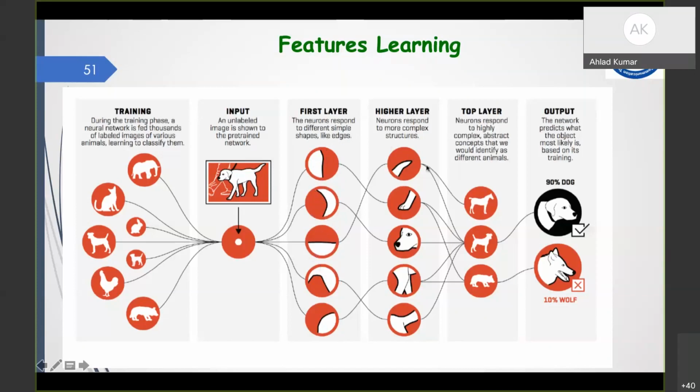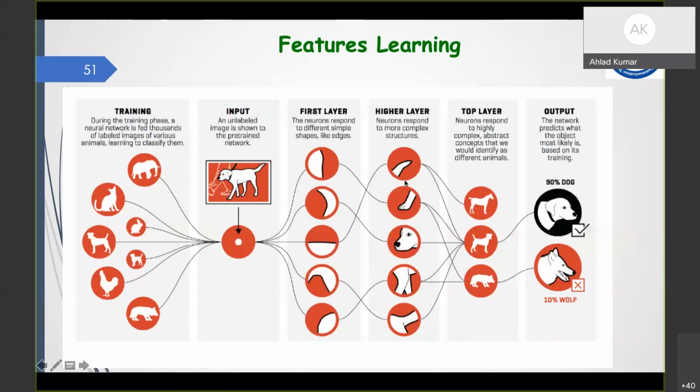As you move towards the higher layers, you will observe that these features are combined together to form more complex shapes of the particular animal of which you are feeding the training example. You can see here, the tail is appearing in the higher layers. Then you have the leg here, then the face of the animal, and then the legs.